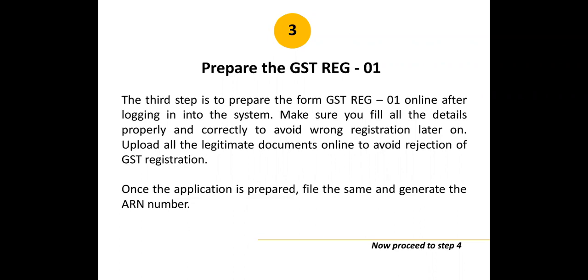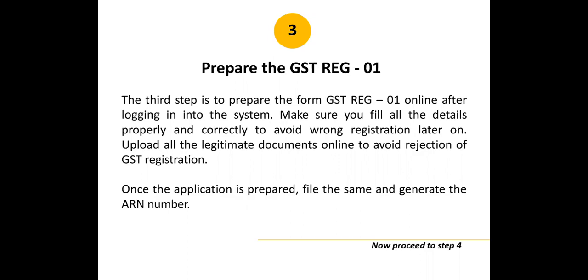So whatever documents we saw in the first point, whatever we collected, now we need to upload here in the third form, that is GST registration number one. All the documents, whatever are there, it has to be properly uploaded. Whatever details are there, we need to fill all those details properly, because if any mistake happens, it will be again difficult for us to change or alter that mistake.